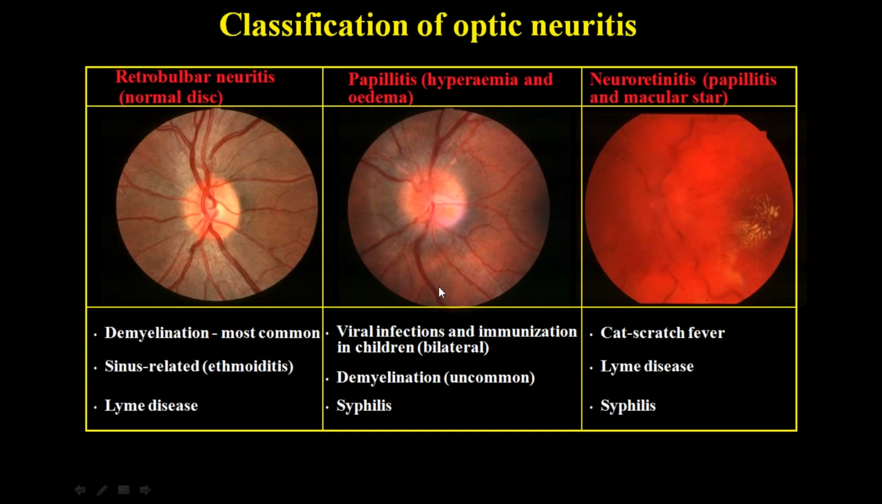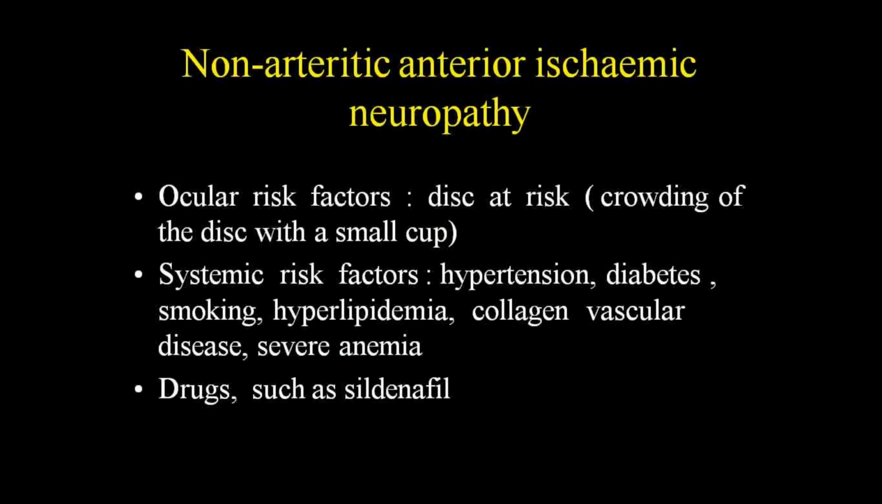Optic neuritis is mostly due to viral infection, demyelination or syphilis, and retrobulbar neuritis is due to ethmoiditis, Lyme's disease or demyelination, which is the most common cause. Now coming to today's topic, that is non-arthritic anterior ischemic optic neuropathy.